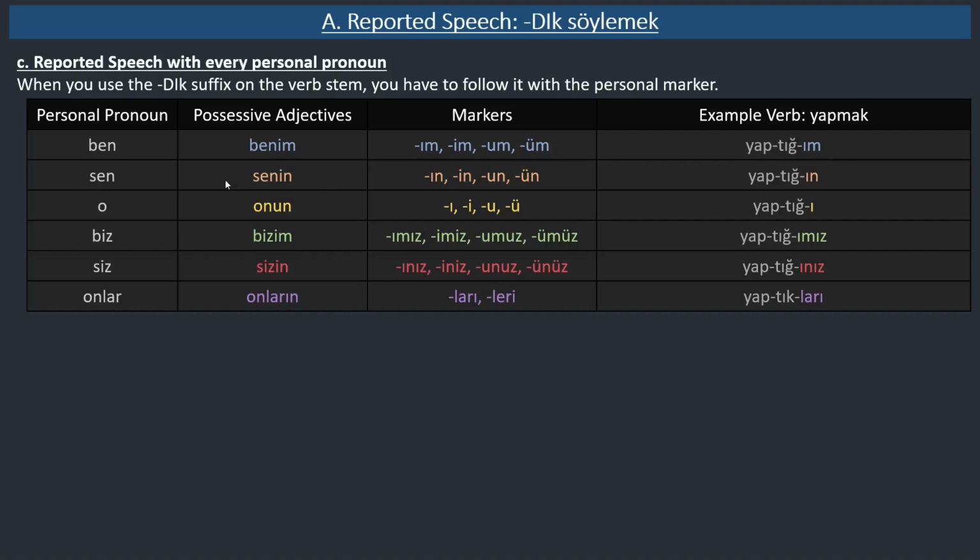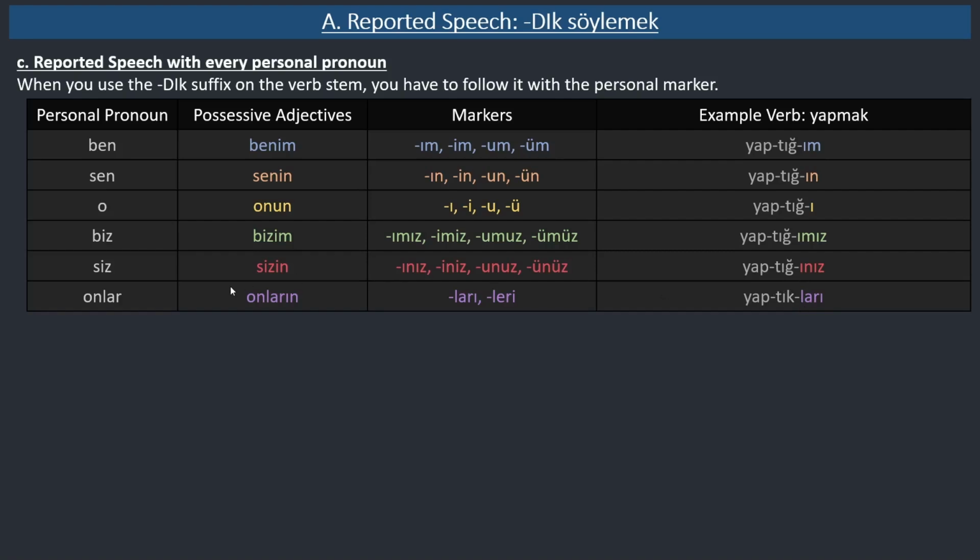If the person is sen, then you need to go with senin, and you need to choose ın, yaptığın. For o, it becomes yaptığı. For biz, it becomes yaptığımız. For siz, it becomes yaptığınız. For onlar, it becomes yaptıkları.